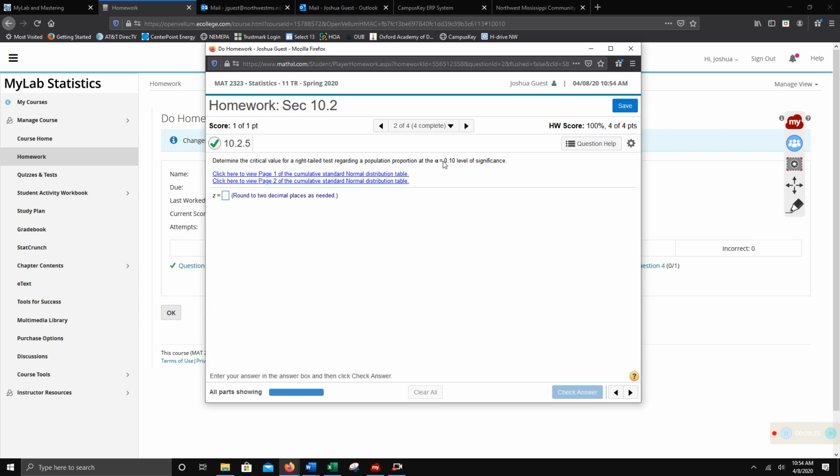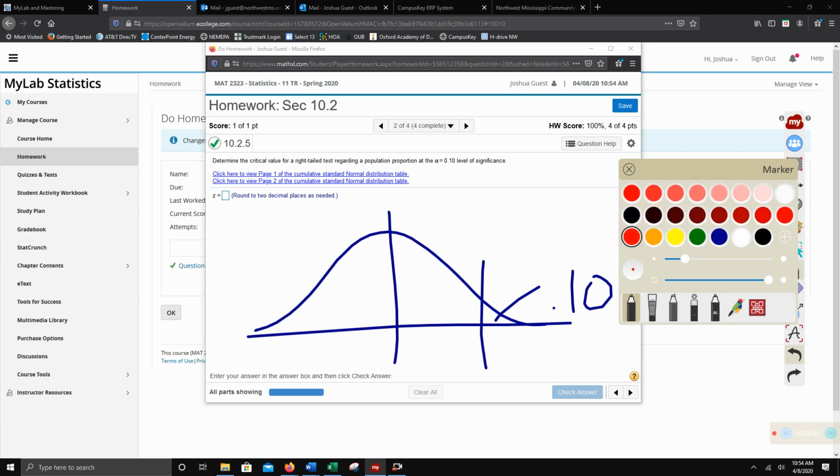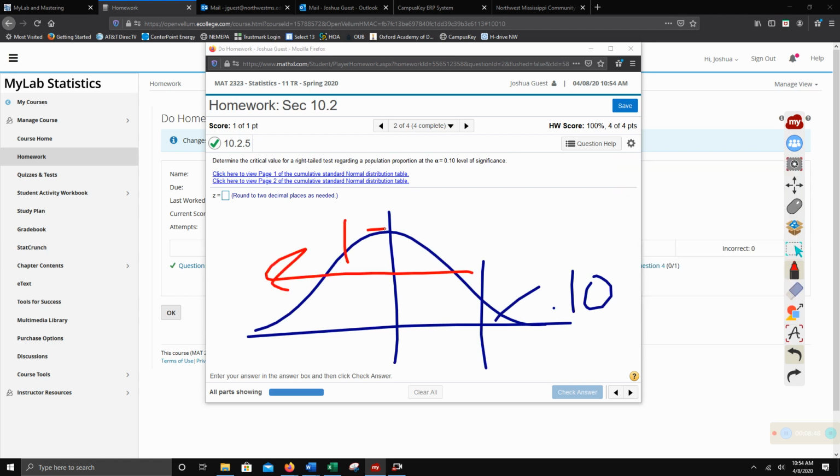So here our alpha now is different. My alpha is 0.10 this time. So this is a right-tailed test. So right-tailed test, we go out here, and this is 0.10 out here. So then everything that is back in the other direction is going to be what? 1 minus 0.1, which is 0.9, and that's going to have 3 zeros tacked on the end because it is 4 decimal places. Had trouble thinking for a second. So 0.9000.